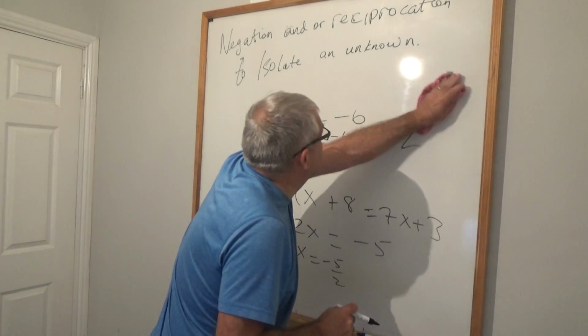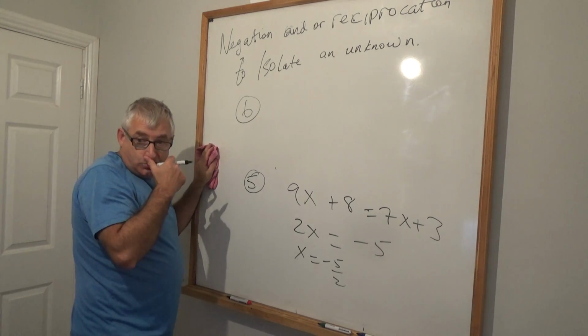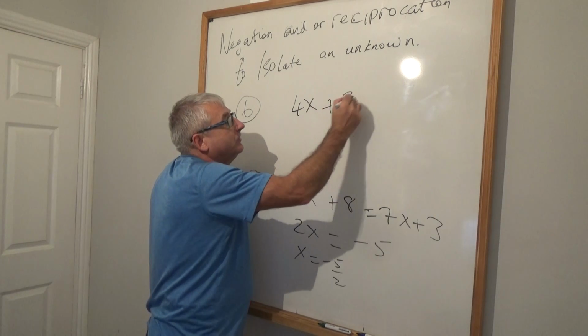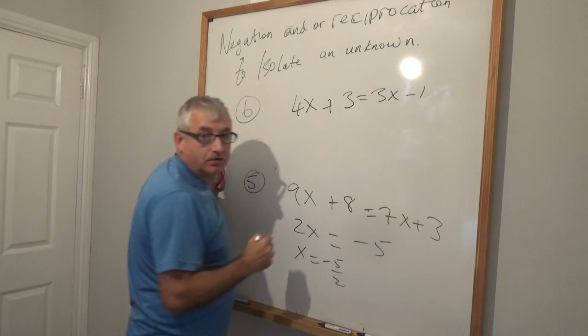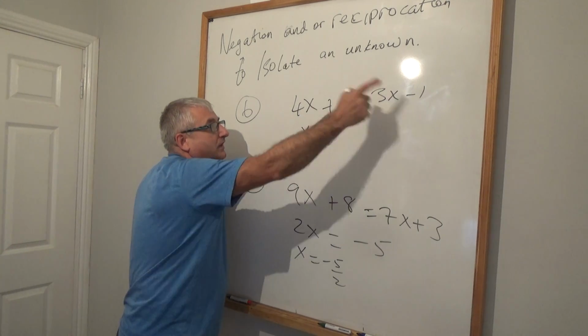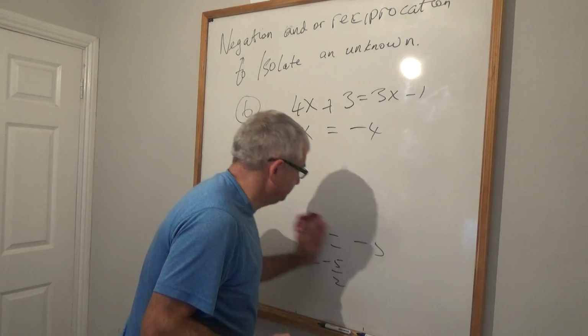And lastly, question 6. 4x plus 3 equals 3x negative 1. Bring the 3x this way, you get x. Bring the 3 that way, you get negative 4, and you're done. We'll move on.